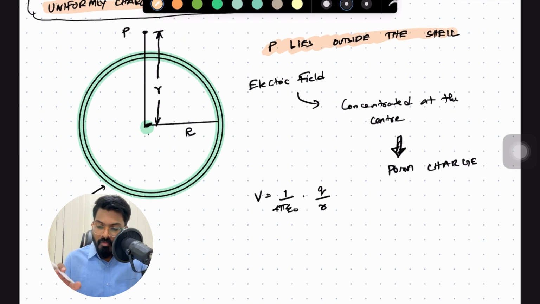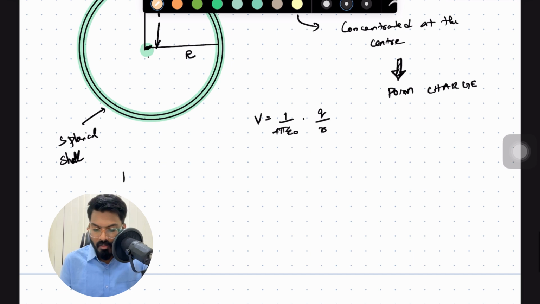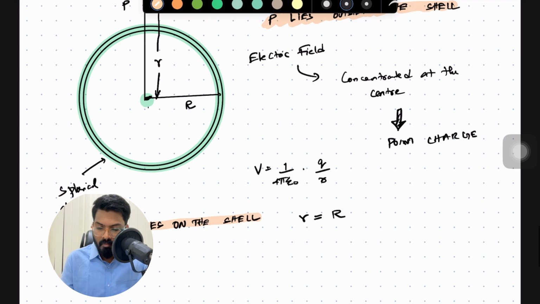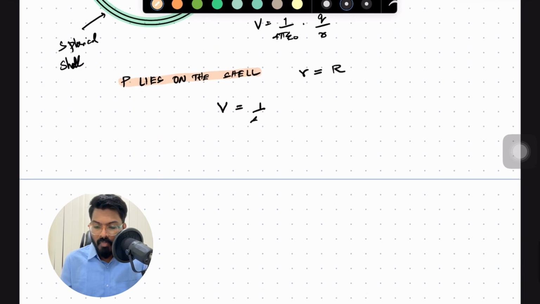Now, instead of having the point outside the shell, what if the point P lies on the shell? If we do that, then r will become capital R. So P becomes here, and r becomes capital R. So V equals 1 by 4 pi epsilon naught, Q by capital R.